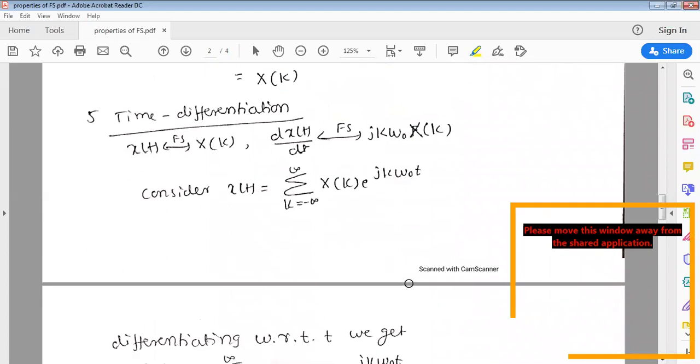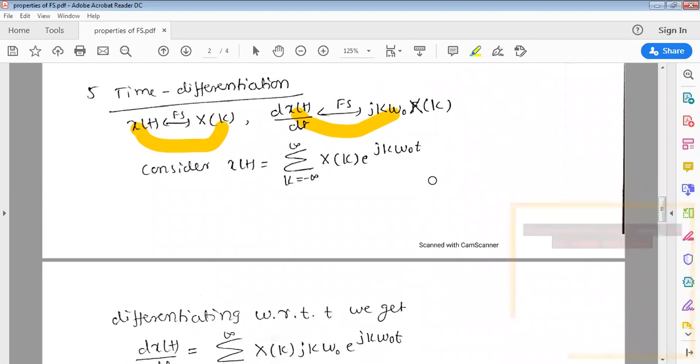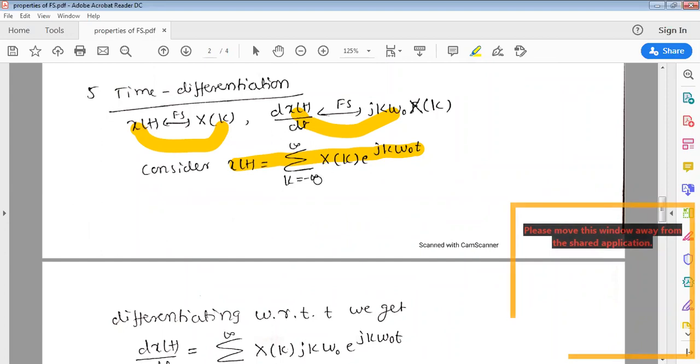Okay. Now let us go to the time differentiation property. If x of t transforms into x of k, then the derivative of x of t transforms into jk omega naught into x of k. So I'll take this equation, that is x of t is equal to summation for all values of k, x of k into e power jk omega naught t.